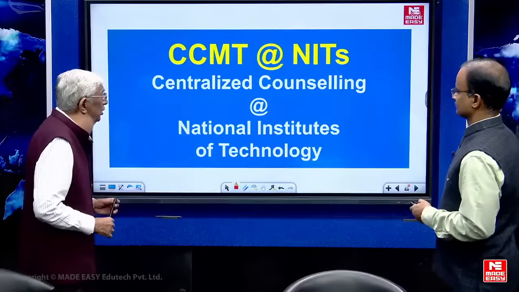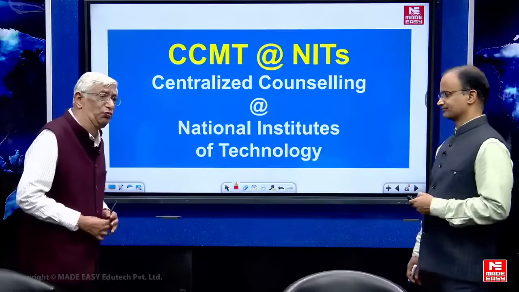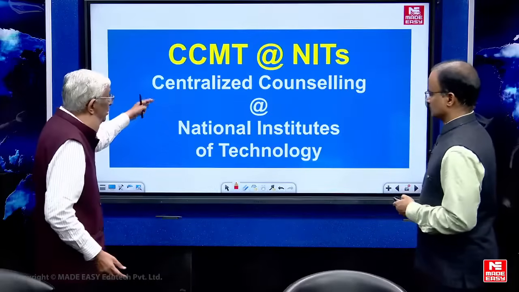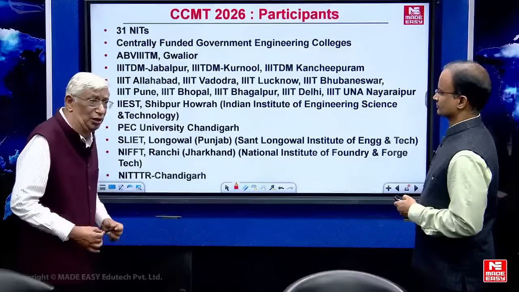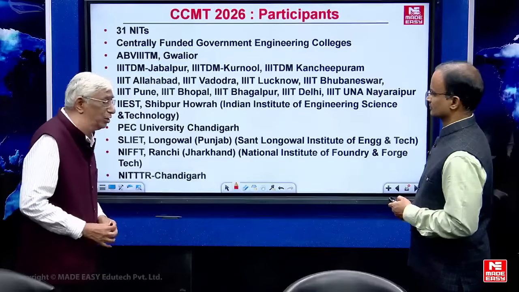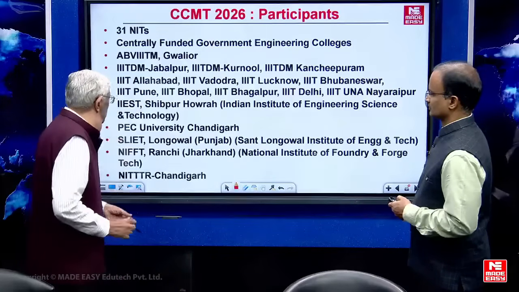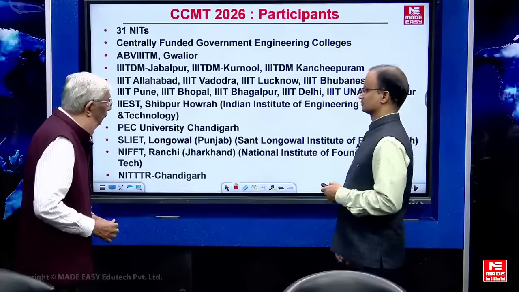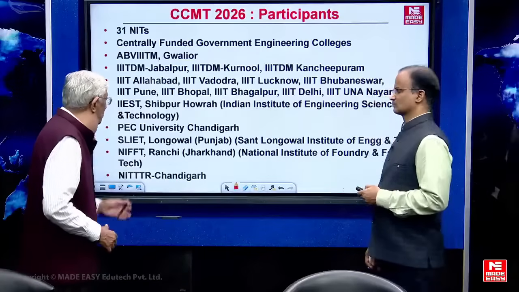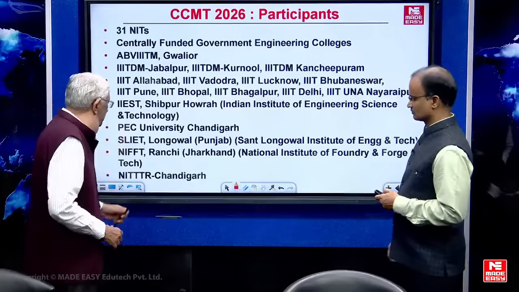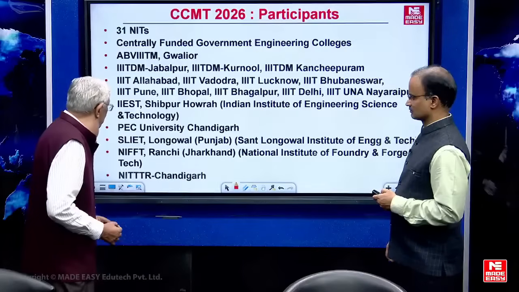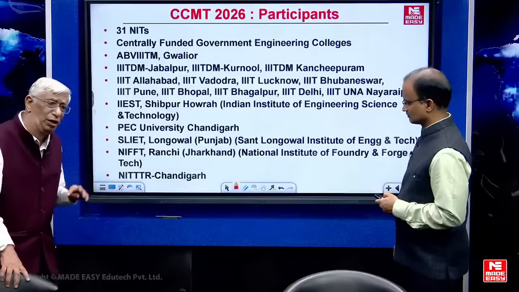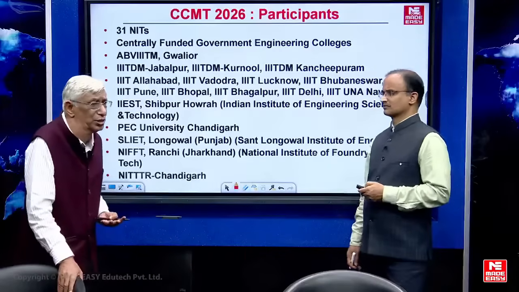This is the procedural detail. CCMT is the process for admission to NITs and a number of other institutes. There are 31 NITs and a number of other centrally funded engineering colleges, plus some other institutes. All the IIITs are opting via the CCMT process, and then PEC University Chandigarh, then SLIET Longowal in Punjab, then NIFT in Ranchi, and then NITTR in Chandigarh. They are again going through the CCMT process.